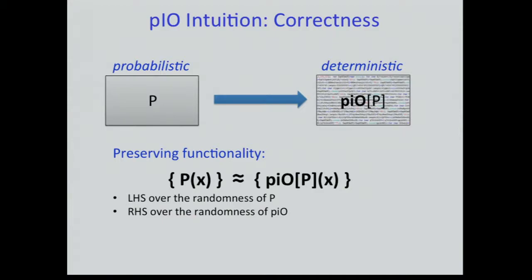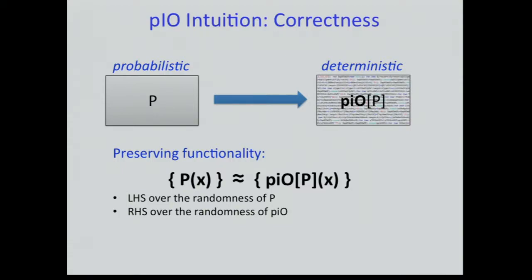Okay? In particular, on the left-hand side, the distribution is taken over the randomness of the probabilistic program. On the right-hand side, since it's a deterministic program, there isn't really any randomness. So the randomness is actually the randomness used by the obfuscator at the time of producing this obfuscated program. And is it enough to require it only for a single X?